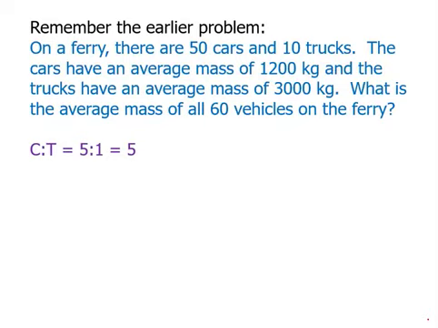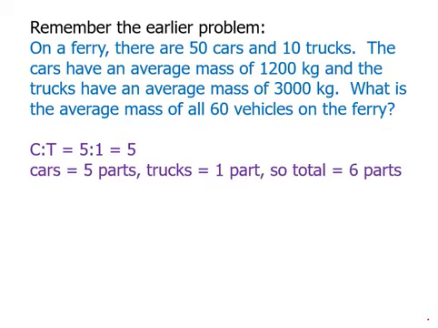Well, the proportion of cars to trucks is 5:1. Another way to say this is cars are 5 parts, trucks are 1 part. And so altogether in all vehicles, that's 6 parts. So cars are 5/6 of all the vehicles and trucks are 1/6 of all the vehicles. And so the proportion between the two groups is 5:1. Well, that's going to have to be the same proportion on the number line.